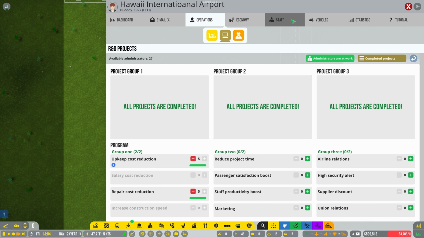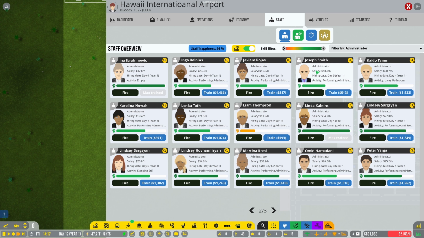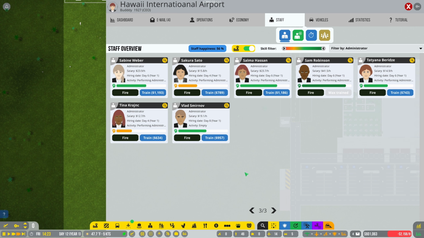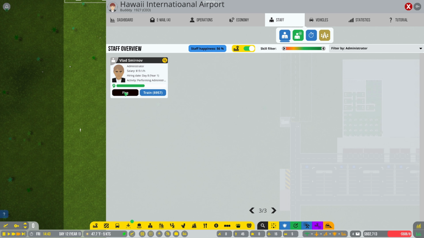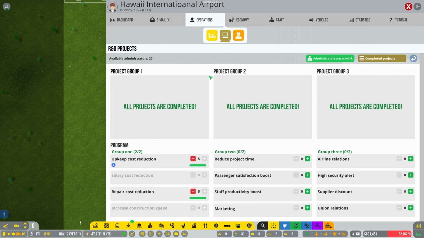What we are going to do now is go back to staff, administrators, go into this page, and I'm going to fire everybody because we only need a total of 30 administrators. Everybody here is getting fired. Back to 30 administrators, so we're going to go back to operation. We got 5 in upkeep, that's what I want right now. We got 5 in repair costs. Reduction, something I want to do right now.